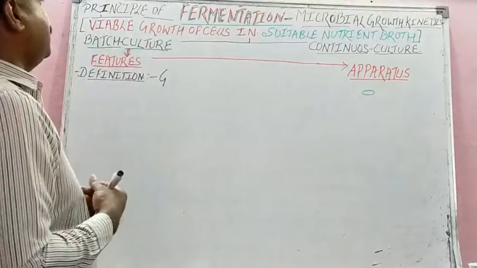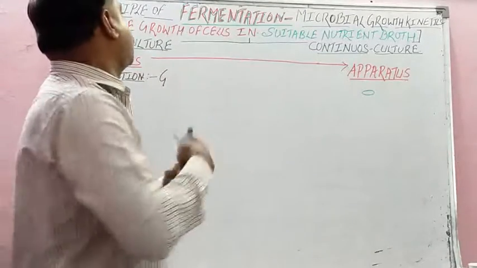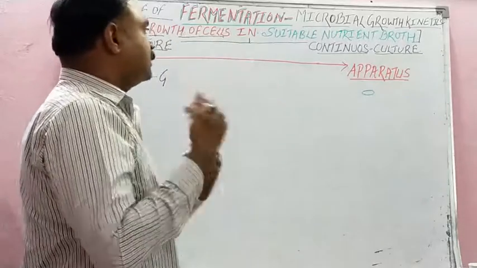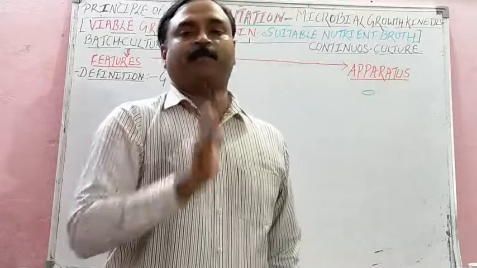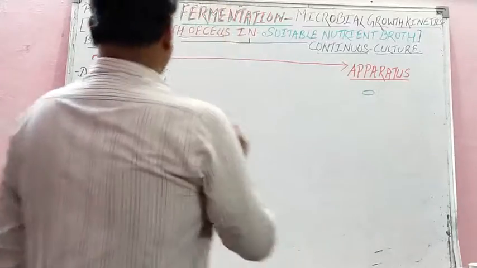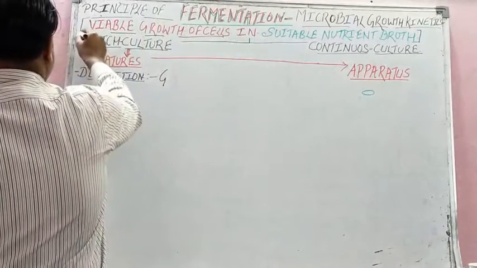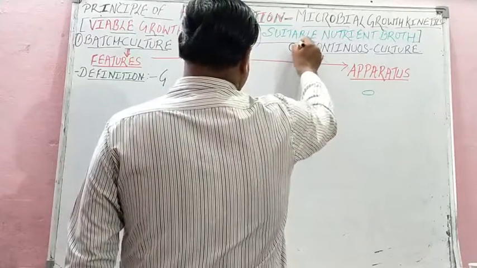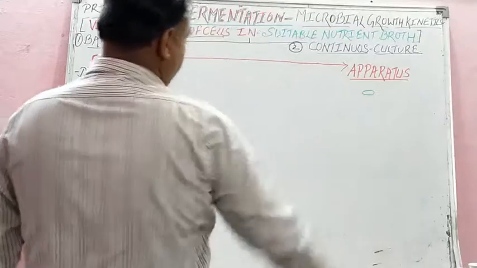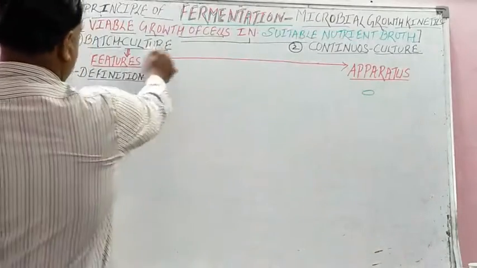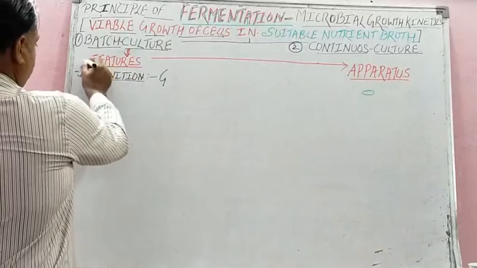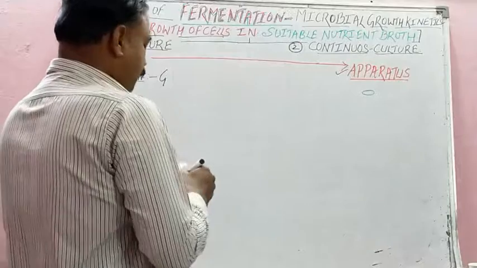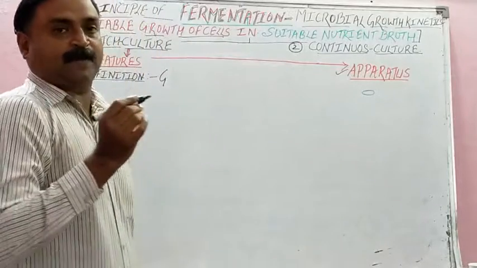Student, the principle behind this is we study the viable growth of the cells in suitable nutrient broth. So the first one is batch culture, then continuous culture. In this first part we are going to study batch culture. In that we will study the features and the apparatus of that. In features, student, first we study the definition.